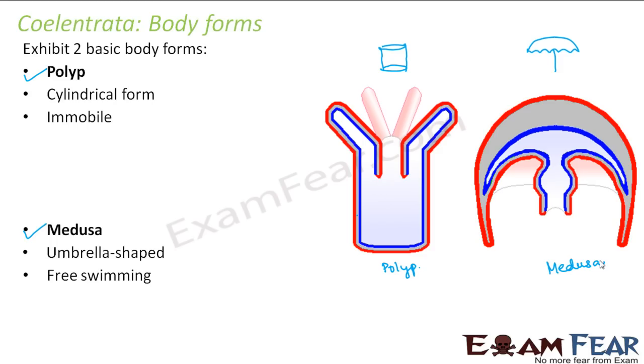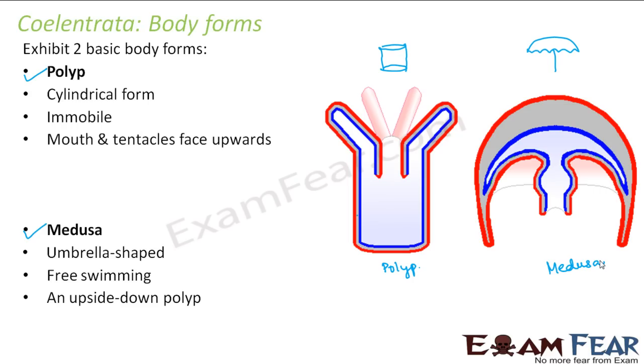Another difference is that polyp is immobile. That is, this cylindrical form is not capable of moving from one place to another, whereas medusa is free swimming, because Coelentrata are all marine, aquatic, right? So medusa is free swimming, they can swim, but polyps are not.